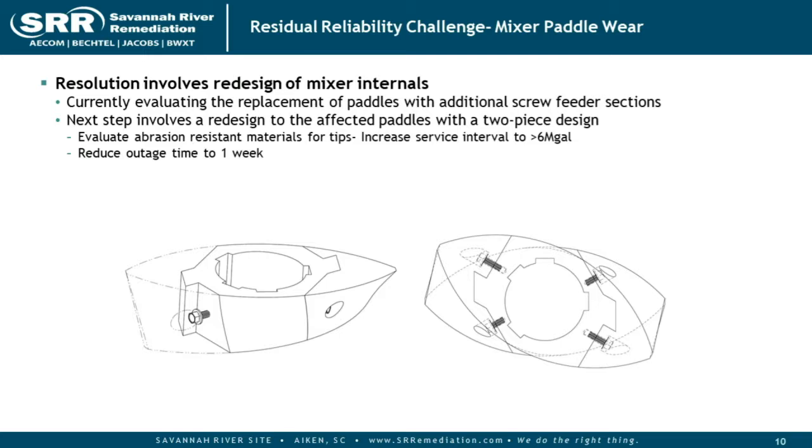The goal would be twofold. If we can use a harder tip to extend the frequency with which we have to do this, so we're not doing it every 2 or 3 million gallons, but get that out to more like 8 million gallons, so potentially we're only doing this once a year, and then get the outage time down from 1 month to 1 week.